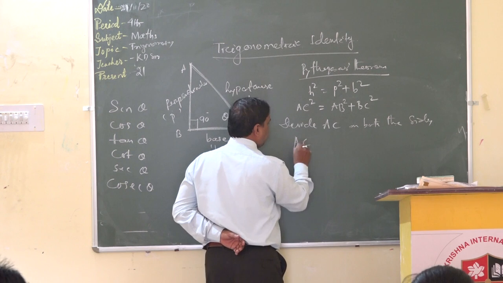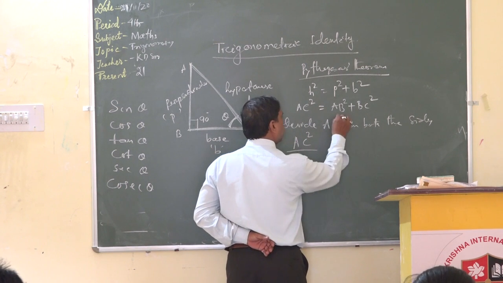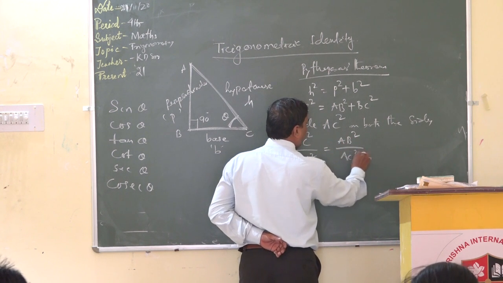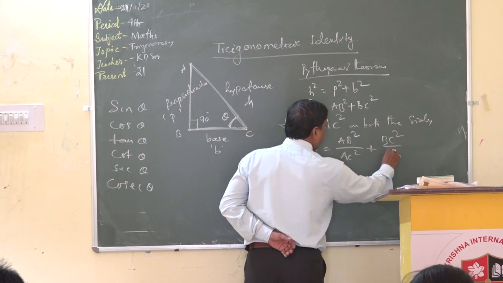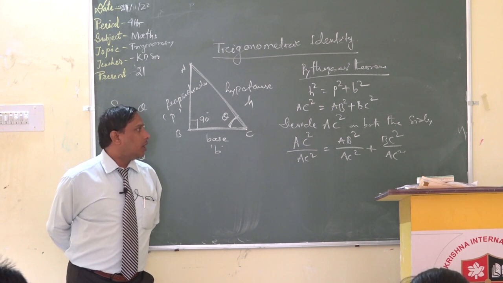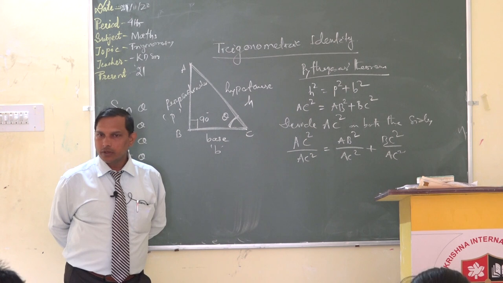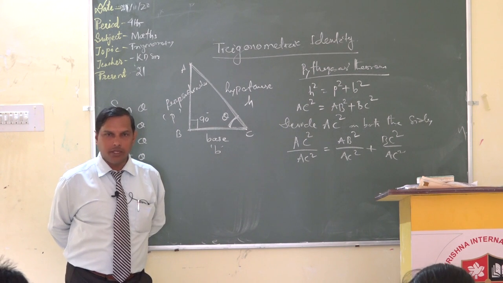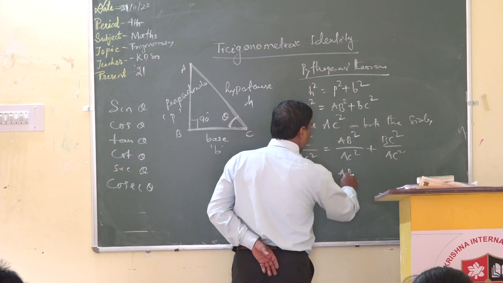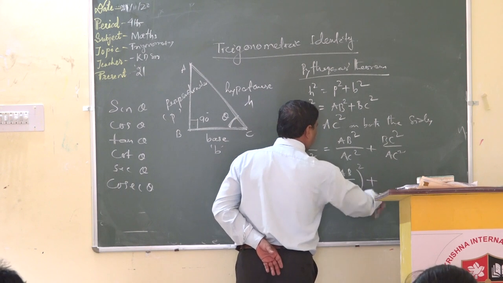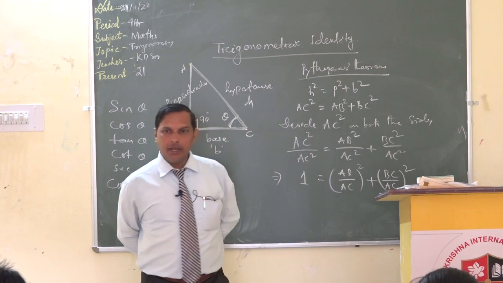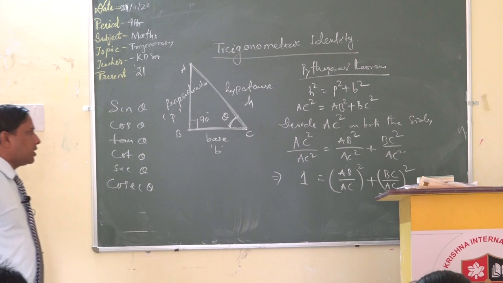That means AC square by AC square is equal to AB square by AC square plus BC square by AC square. Dividing by AC square on both the sides, then what will we get? That implies 1 is equal to AB by AC whole square plus BC by AC whole square. Am I right?